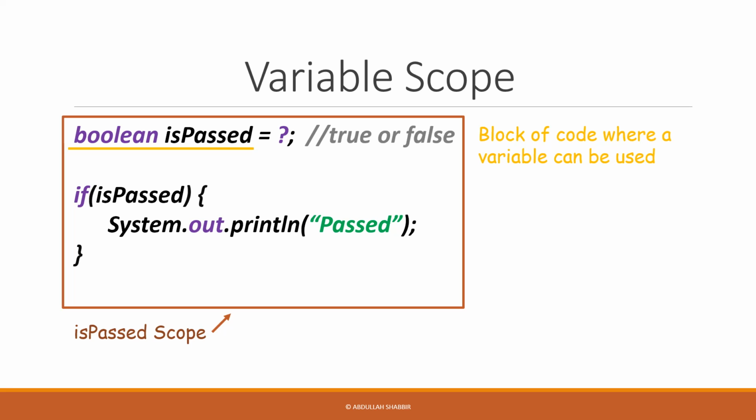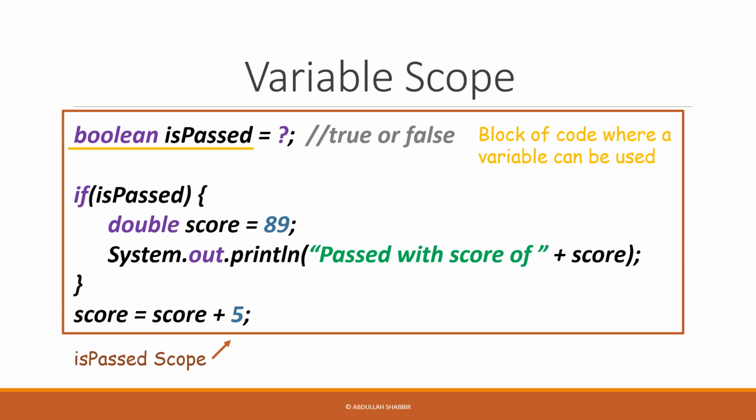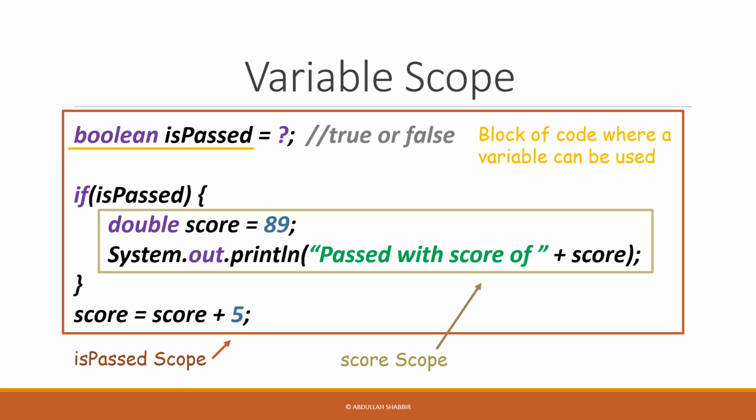But what if we instead declare a variable inside our if statement, inside its curly braces, like this variable, double score, that keeps track of the student's score? Let's set it equal to 89. The scope of our variable will only be the code inside these curly braces. In fact, a set of curly braces defines a particular variable scope. So inside the scope, we can use this variable score, as we are printing it out.